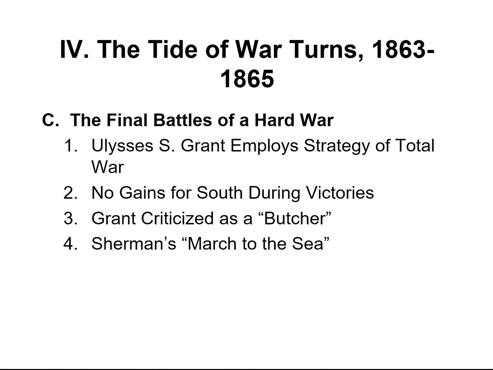We're coming down to the final battles of a hard war. In March of 1864, Lincoln made Grant commander of the entire Union Army, and he employed a strategy of total war. The Confederate Army won victories in May and June of 1864, but the high casualty rate suffered by the Confederates in these battles eroded any gains for the South. Although criticized as a butcher, Grant continued his strategy of laying siege to the civilian and military populations of the Confederacy. Sherman's victory at Atlanta in the fall of 1864 cut the South in half.